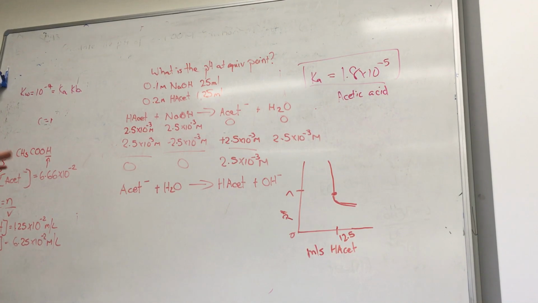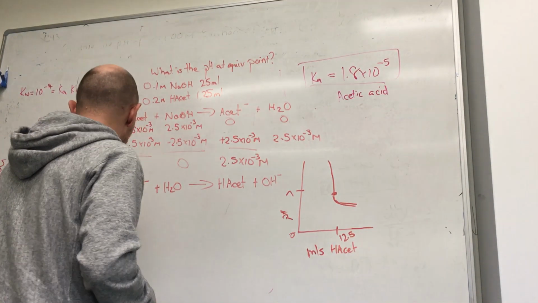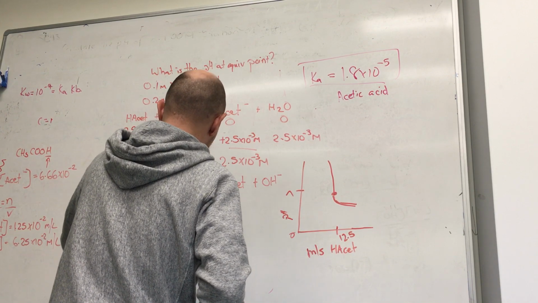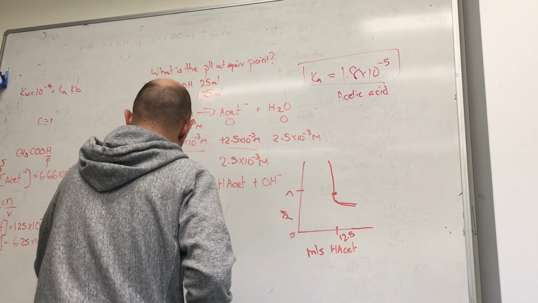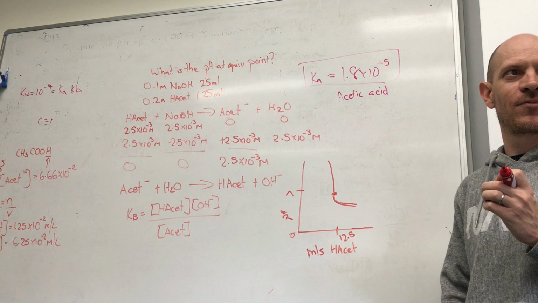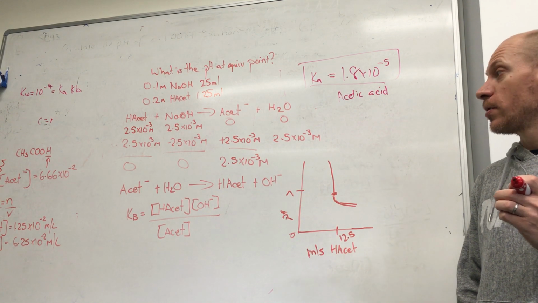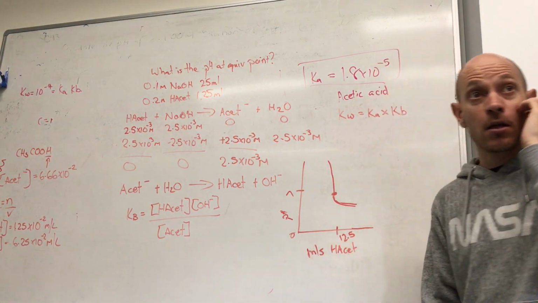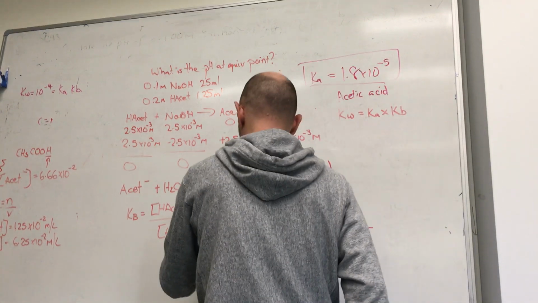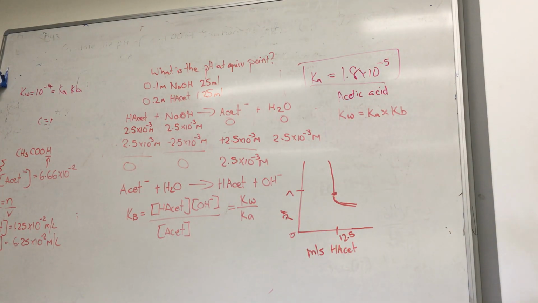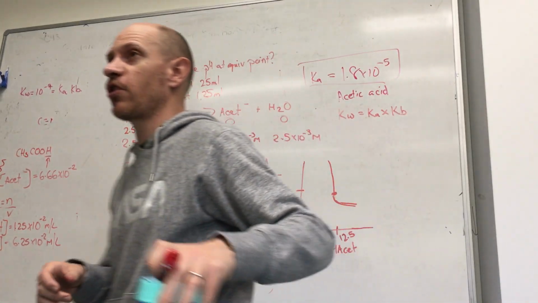If we were to write a KB, because this is a base dissociation constant, what would our KB expression look like? Now, what else do we know that KB is equal to? Ka times KW? No, it's something to do with KW. KW, which is the dissociation of water, is equal to Ka multiplied by KB. Oh, so it's KW over Ka. But do we know the concentration of water? You don't include the water concentration anyway because it's a liquid.